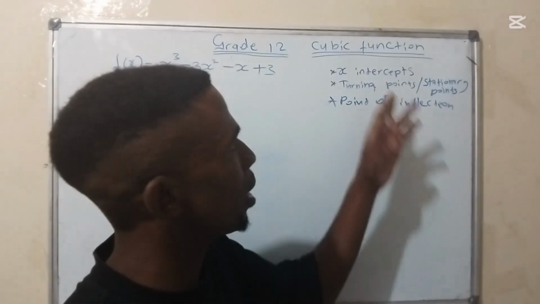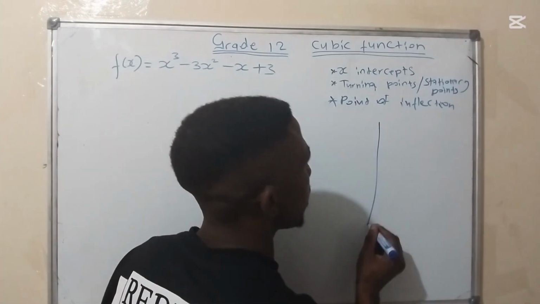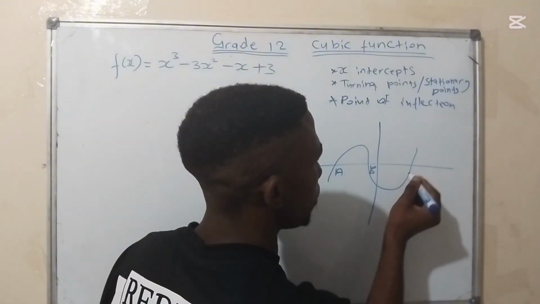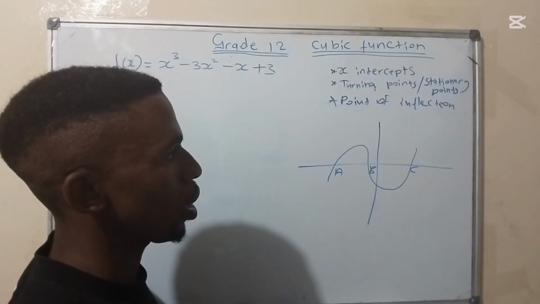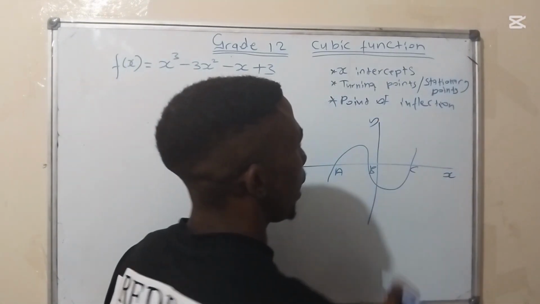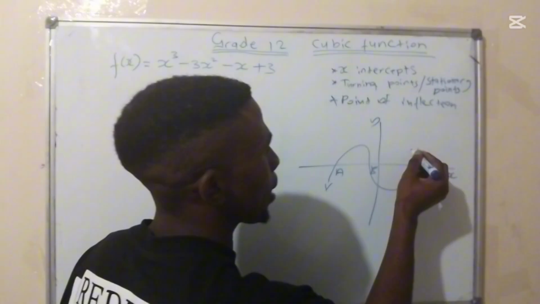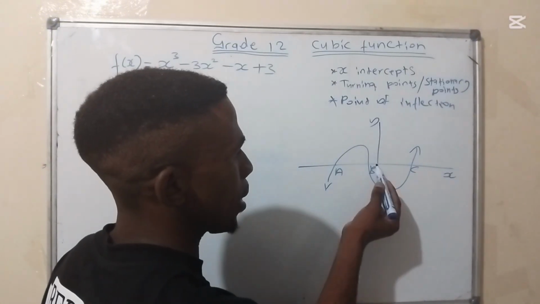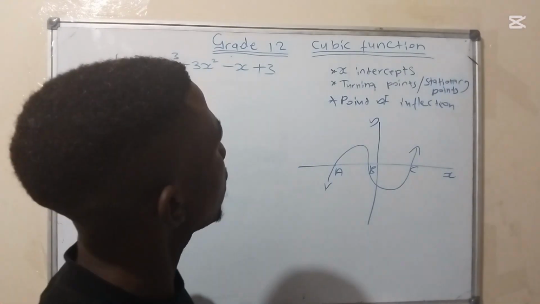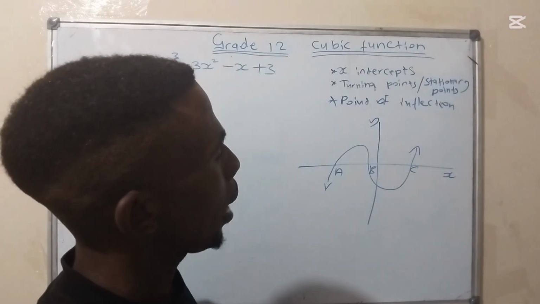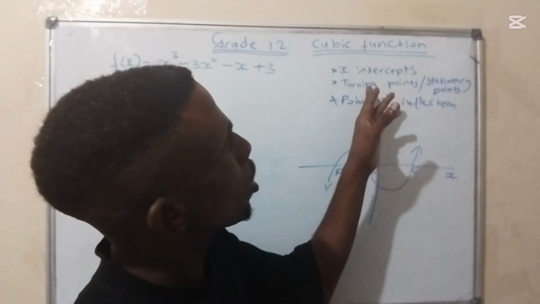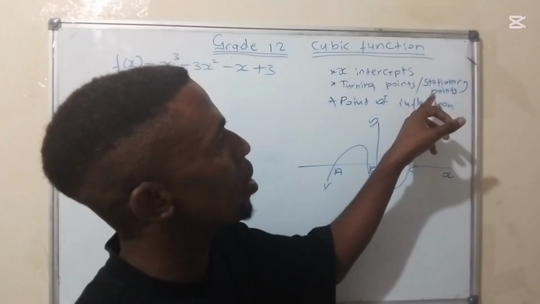The examiner sometimes will say determine the x-intercept, or just say determine the coordinates of A, B, and also C. Those are the x-intercepts because it's whereby your graph is intersecting with the x-axis. And then in order for you to find those points, you just need to apply long division. Then you also need to know how to determine the turning points or the stationary points.